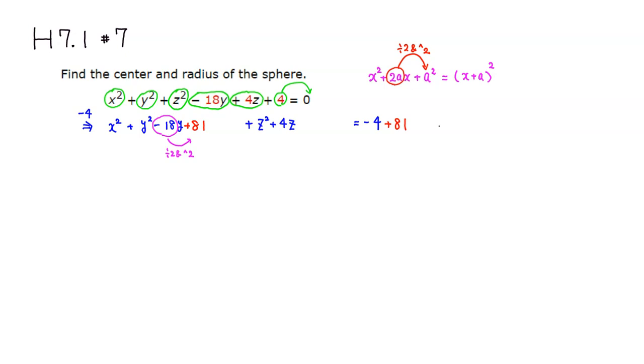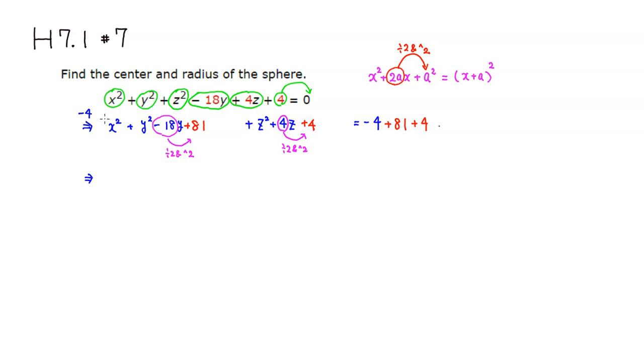We do the same thing for the z's. Here, we need to take half of 4 and then square it. 4 divided by 2 is 2, then square that, 4. So I'm going to add 4 on this side and add 4 on that side. This way we can complete the square. Let's clean this up a little bit here.